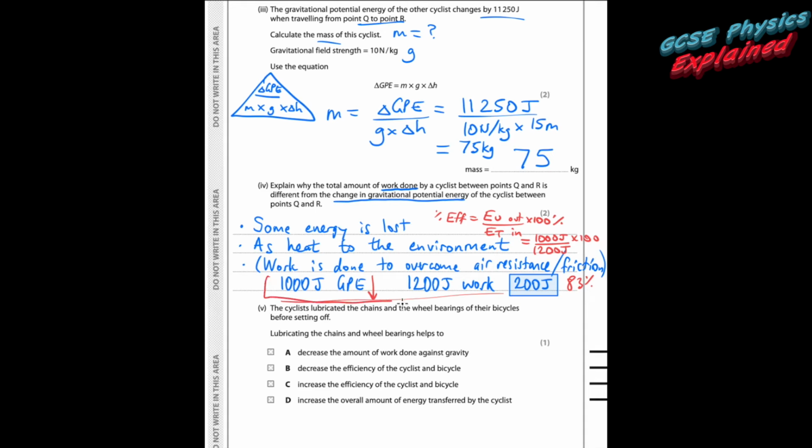Now everything in red plus this bit here is just me trying to explain things to you. Don't actually write that as the answer for part 4. You'll always waste some energy as heat to the environment.